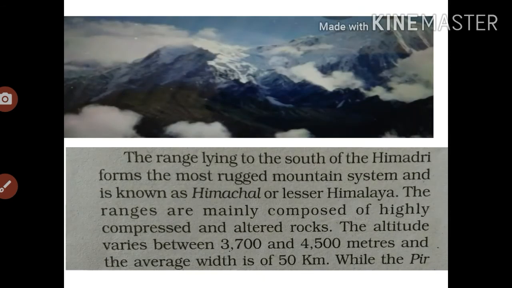Now this is the range lying to the south of the Himadri, the most rugged system, and is known as Himachal or Lesser Himalaya. The ranges are mainly composed of highly compressed and altered rocks. The altitude varies between 3,700 and 4,500 meters and the average width is 50 kilometers.